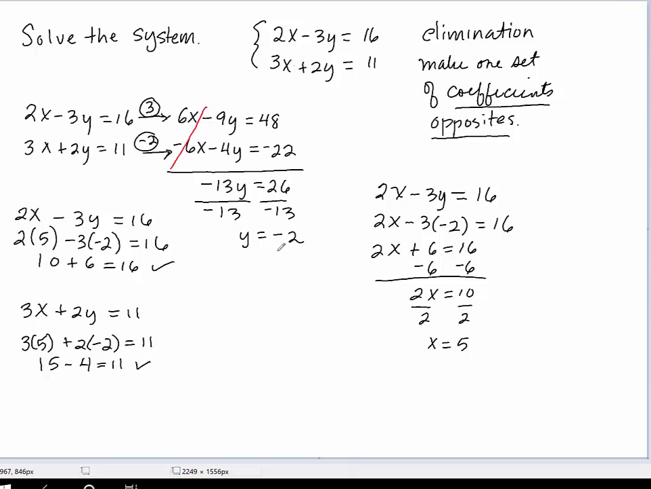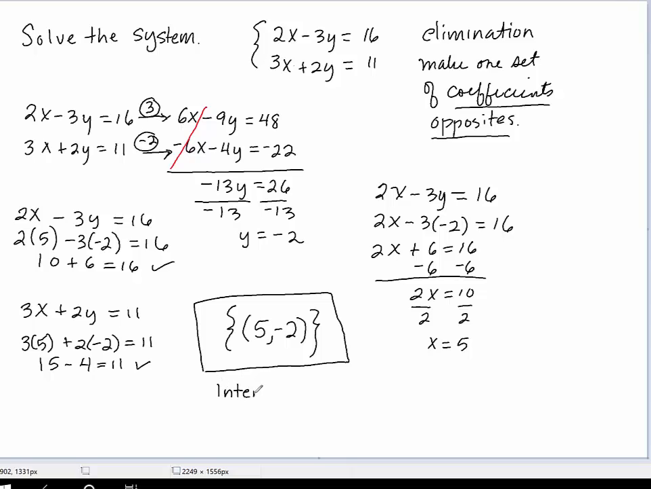So since this point works in both of these equations, this is the solution set to this system, and it means that these lines would cross at the point (5, negative 2) if I were to graph them. These are intersecting lines. So that's how you use elimination to solve a system of linear equations.